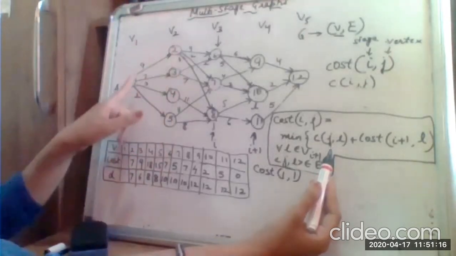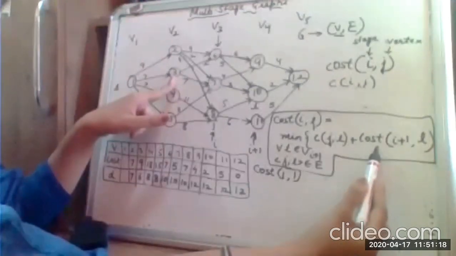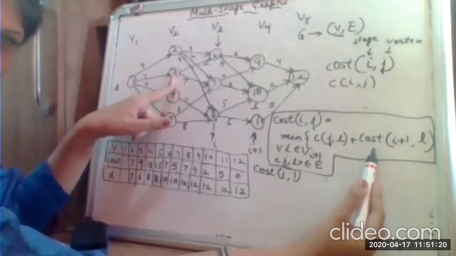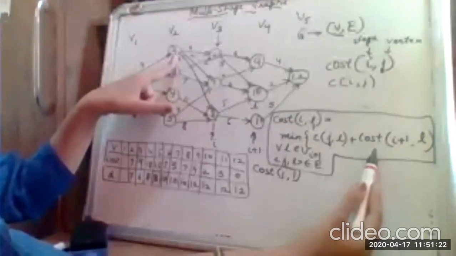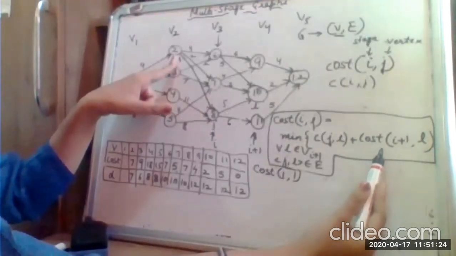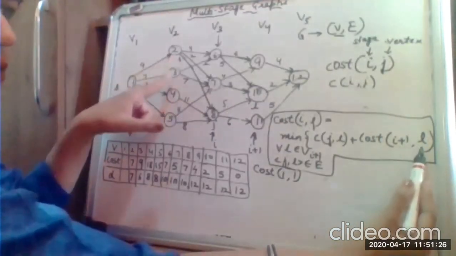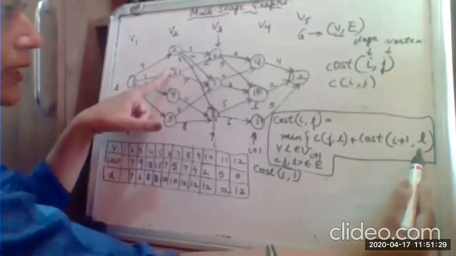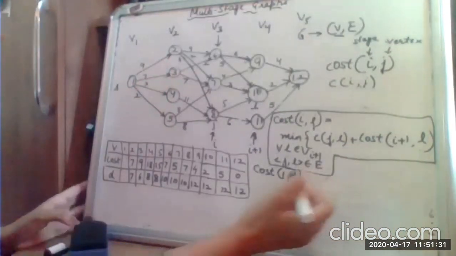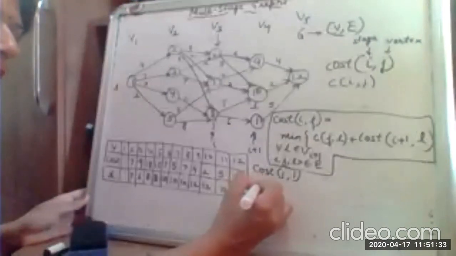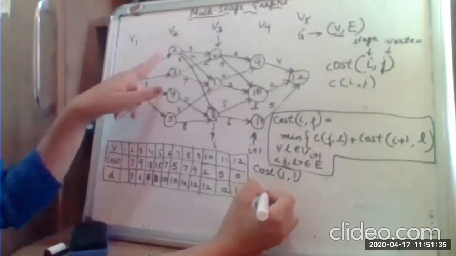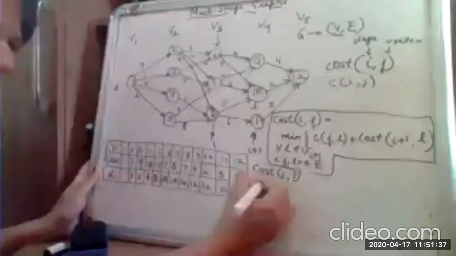So 1 to 2 and 1 to 3, and it will find out what was the optimal cost at the vertex 2, which is at the next stage. Yes, for the next stage, for that particular vertex, what is the cost? So let's check for this one. So in this case, for the minimum values, let's start with the first vertex.